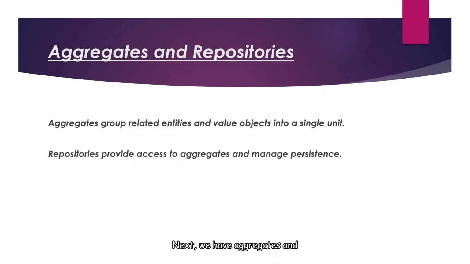Next, we have aggregates and repositories. Aggregates are groups of related entities and value objects that are treated as a single unit. An aggregate is always accessed through its root, called the aggregate root. The aggregate ensures that the entire cluster of objects inside it remains in a consistent state. For example, in an e-commerce system, an order could be an aggregate that contains several order items as well as other related value objects like shipping address.